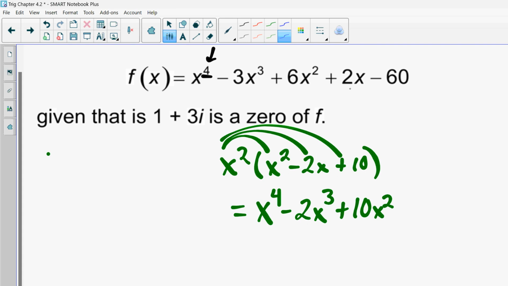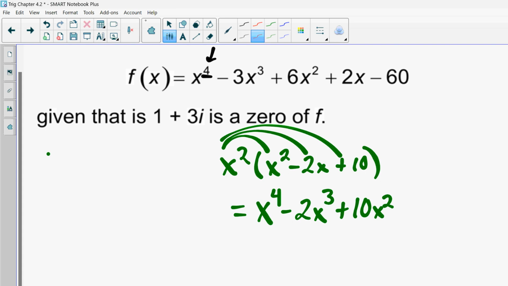And then our next step is to subtract. X to the 4th minus x to the 4th is 0, which is exactly what we wanted. Negative 3x cubed minus negative 2x cubed: negative and negative make a positive, negative 3 plus 2 gives negative 1x cubed. 6x squared minus 10x squared would be negative 4x squared. And then we bring down our plus 2x, and we repeat the process.